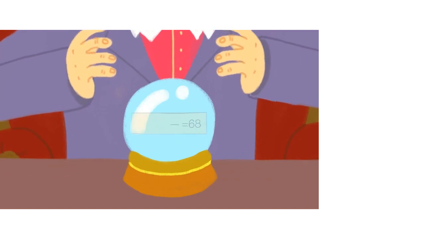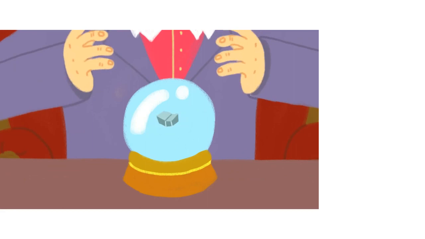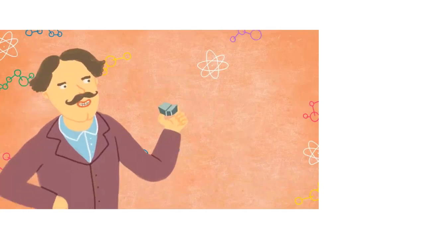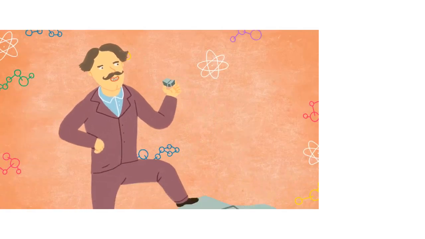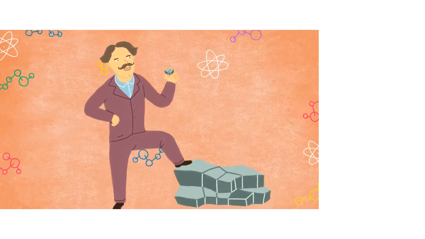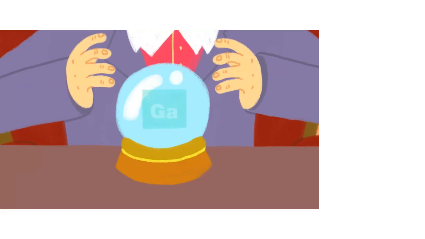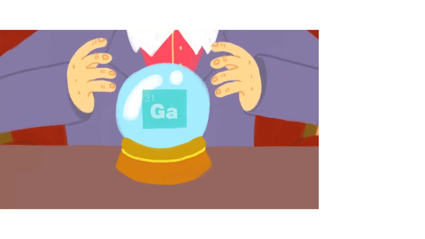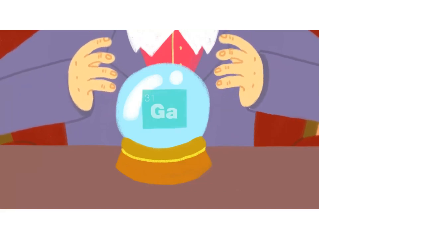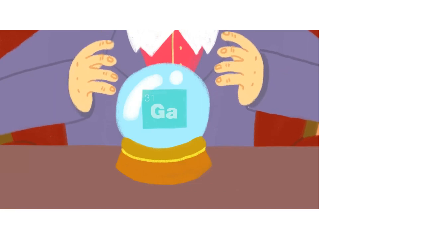A few years after this prediction, a French guy named Paul-Émile Lecoq de Boisbaudran discovered a new element in ore samples and named it gallium after Gaul, the historical name for France. Gallium is one step away from aluminum on the periodic table. It's Eka-aluminum. So were Mendeleev's predictions right?